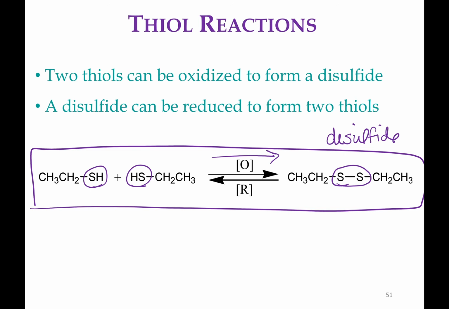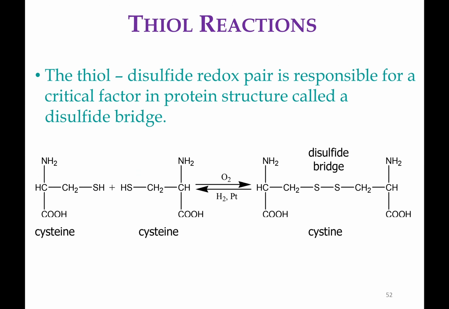Yes, it is extremely important because we have this one here, cysteine. We have cysteine, which has a thiol group on it. And when two cysteines come close together and we have an oxidation take place, we form a disulfide bridge. This is a critical factor in protein folding and structure. So we really need to pay attention to this.